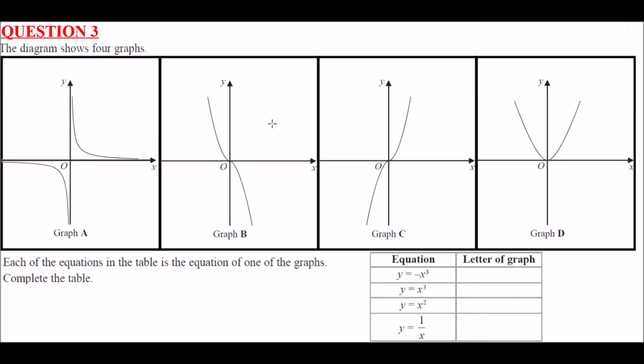Question 3, we've got 4 graphs. We need to match each of these graphs to the correct equation. So I think probably the most obvious one is the graph of y equals x squared. This is a parabola, a happy parabola, which is essentially a U shape. So this one will link to this one here. So this one is graph D.